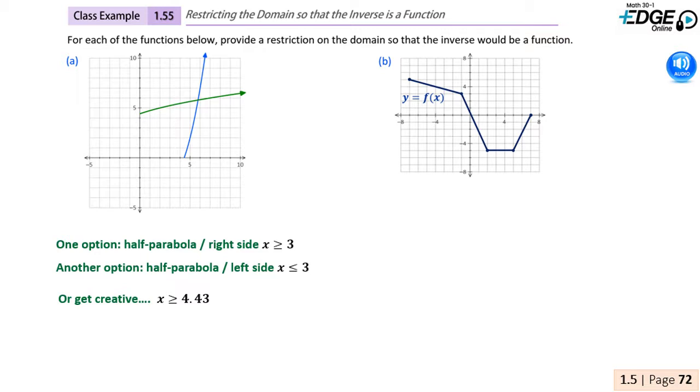Having said all of that, could you find a possible domain for part B so that its inverse would be a function?